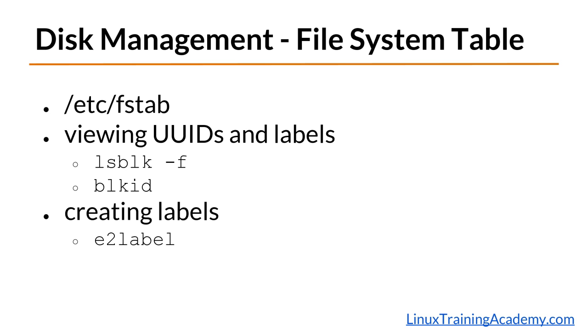To view the labels and UUIDs of the storage devices attached to your system, use the lsblk -f command. If you're only interested in the UUIDs, you can use the blkid command. Each file system type will have a utility to create disk labels. For extended file systems, which is one of the most commonly used Linux file systems, you can use the e2label command to set the label of a disk.